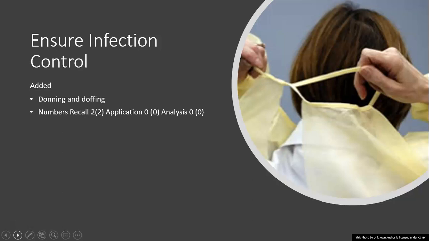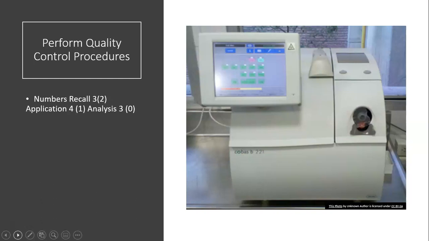Ensuring infection control, donning and doffing of PPE is the only change that was added. Performing quality control procedures, there were no changes. However, this is an area that went up. If you look at that, application has 3 more questions, recall 1 more question, and analysis. There are now 3 questions where there used to be none.